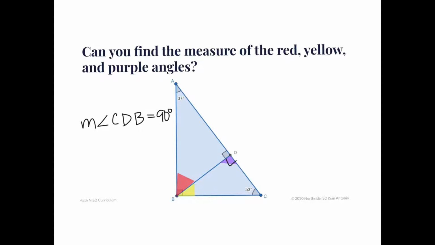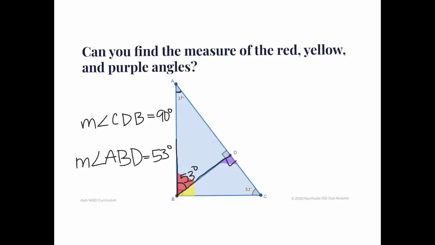Now let's find the red and the yellow angle. So for the red angle, I'm looking at this medium-sized triangle, okay, which is a right triangle, and one of the angles is 37 degrees. So if I do 180 minus 90 minus 37, we should find that this red angle is 53 degrees. So the measure of angle ABD is, sorry, 53 degrees.